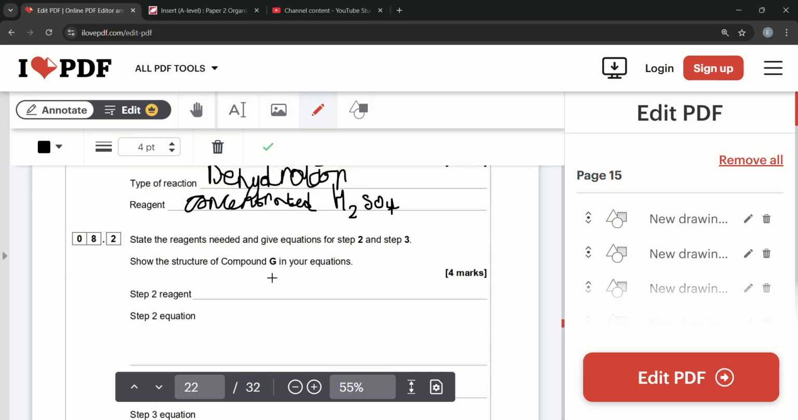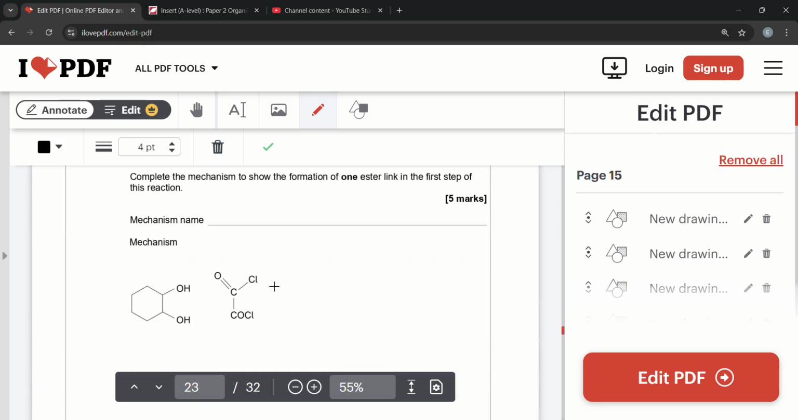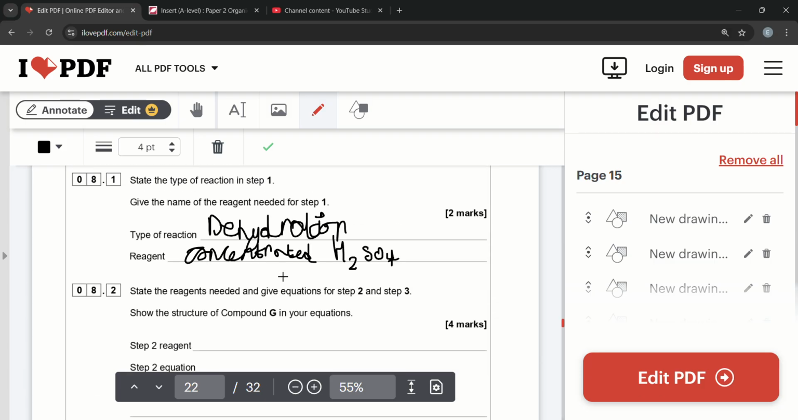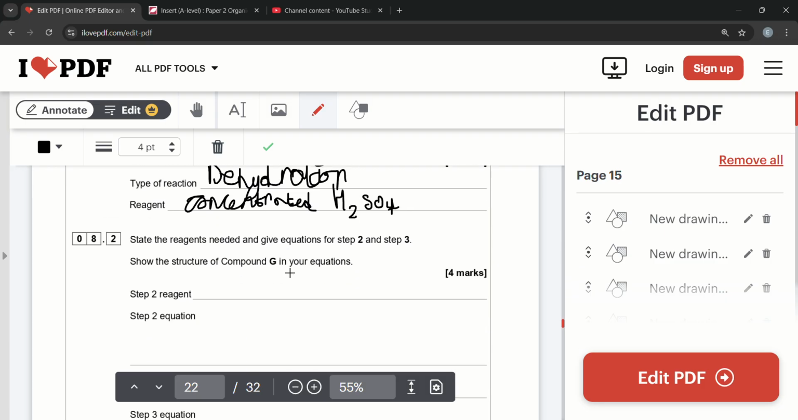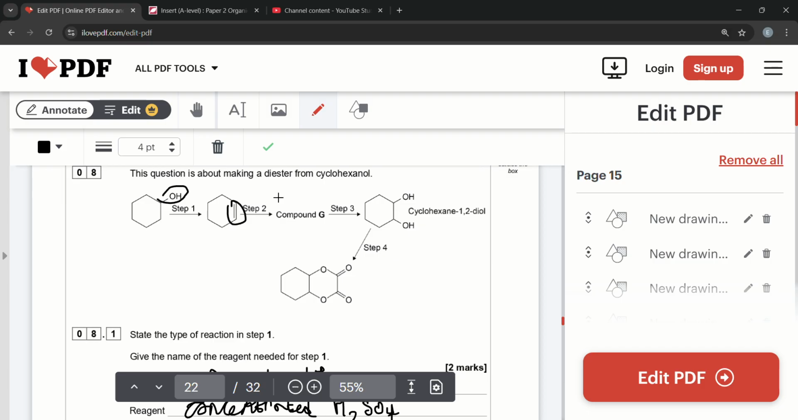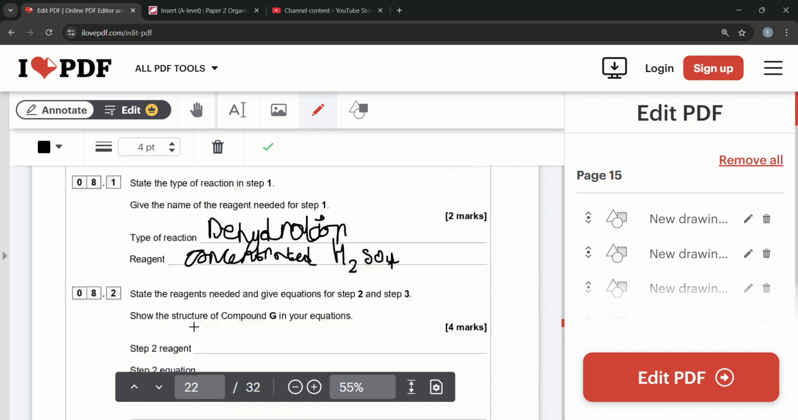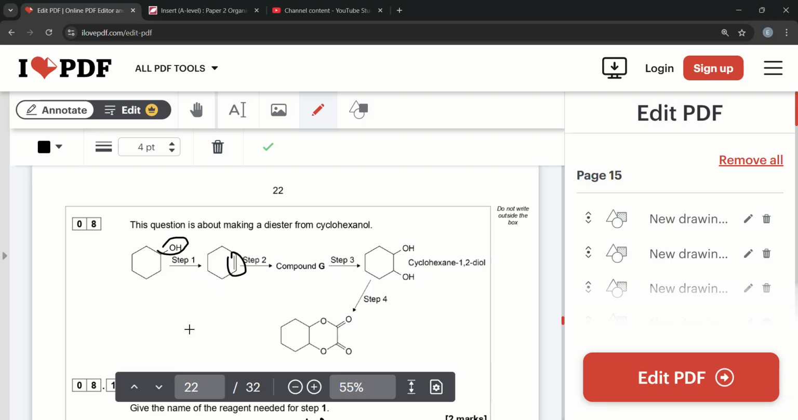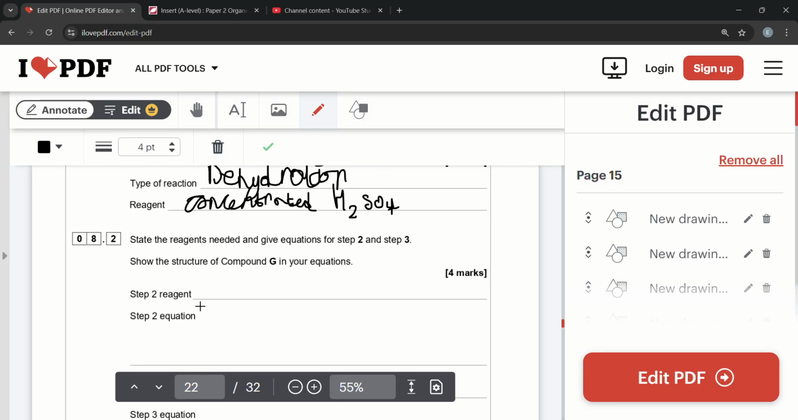8.2. State the reagents needed in the given equation for step 2 and 3 and show the structure of compound G in your equations. For step 2 and 3, step 2 reagent. Gone too far ahead. Step 2 reagent. Well, we're going from alkene to what? So it's going to be Br2.